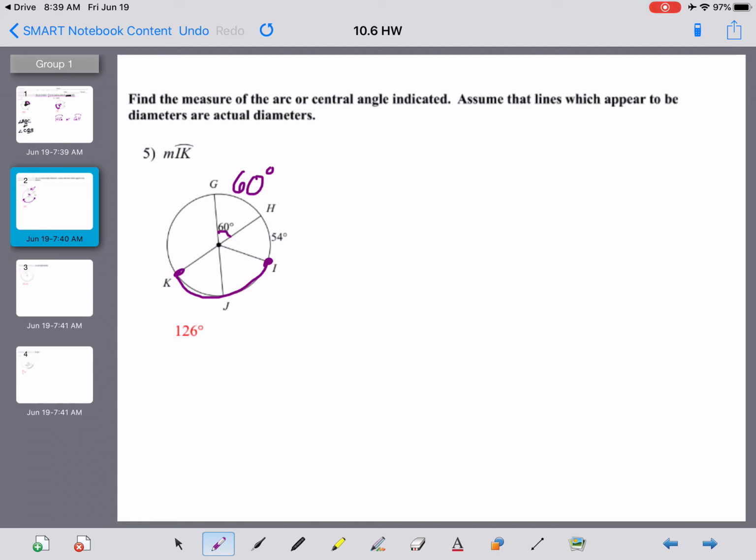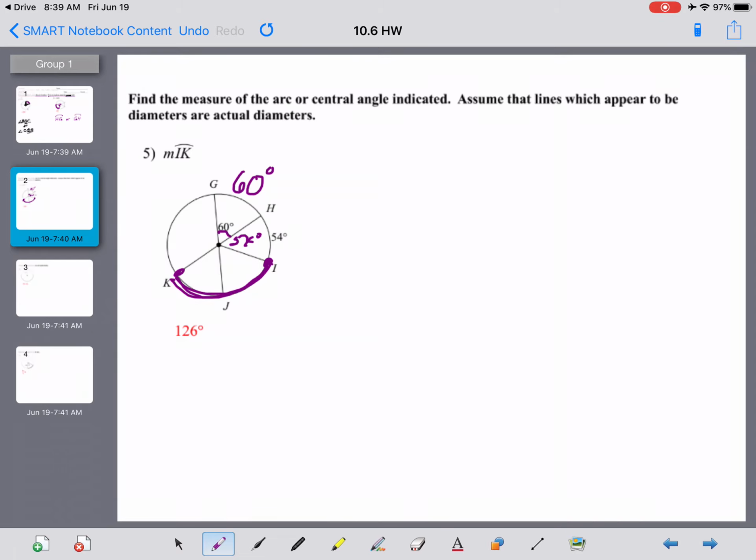If I look down a little bit further, now I know that arc HI is 54 degrees. That means that this angle here is 54 degrees as well. So let's see what else we're looking at here. We're looking for arc IK, which I've highlighted in purple, and that's made up of 2 smaller arcs. So let's see what we know.